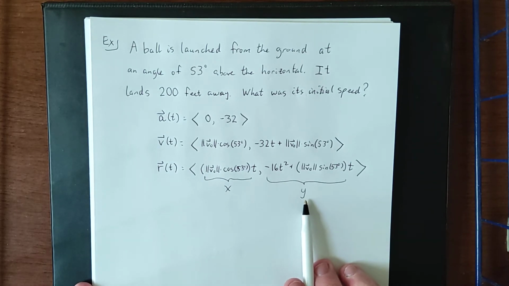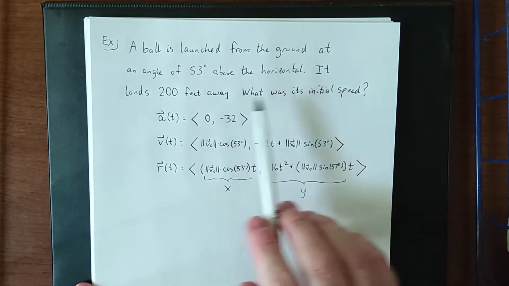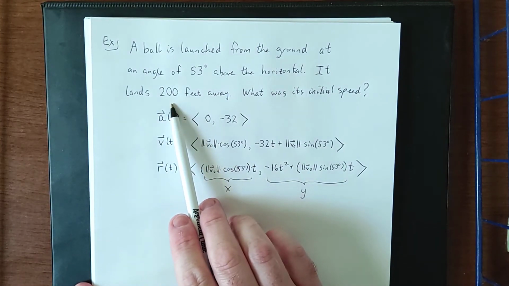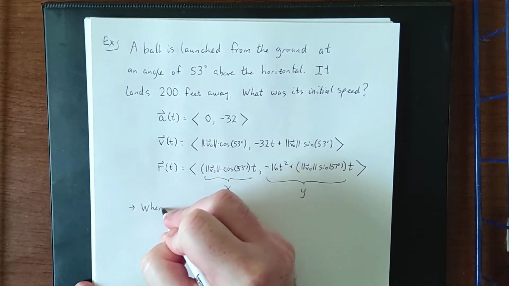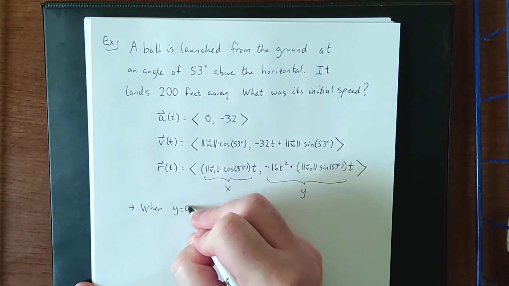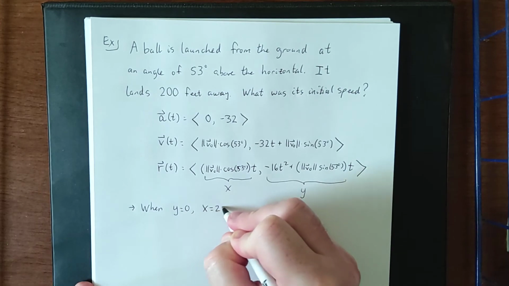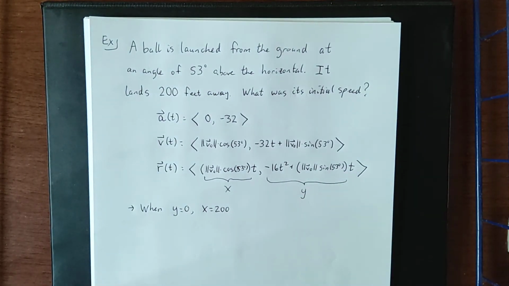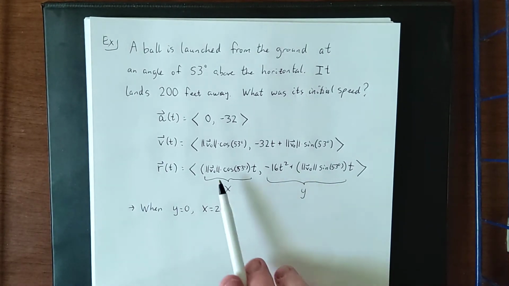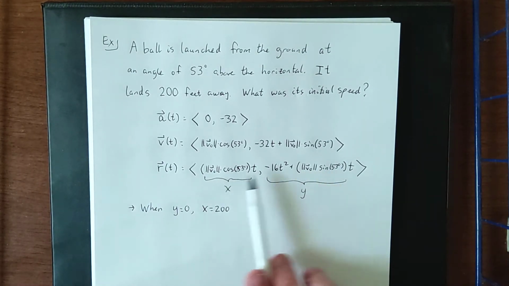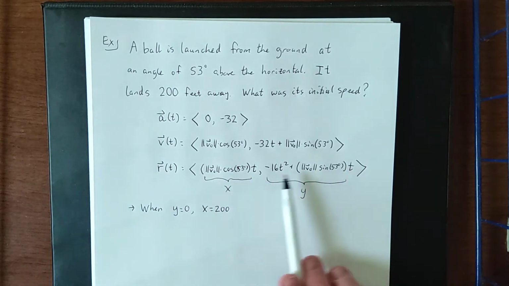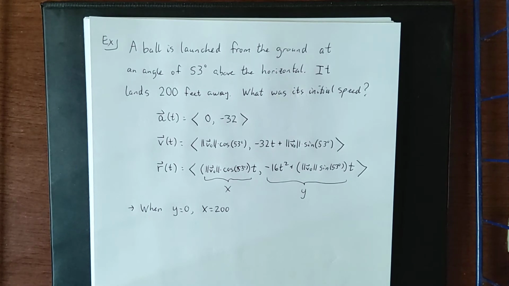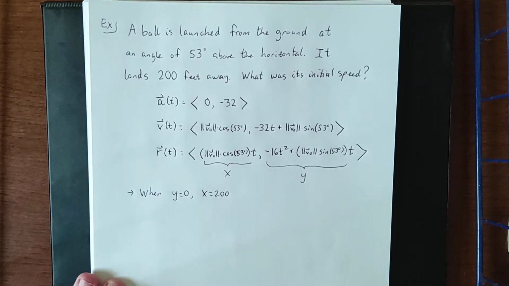The additional piece of information that's given to us is the following. It lands 200 feet away can be interpreted as the following: when y is equal to 0, x is equal to 200. Now, once you plug in x equals 200 and y equals 0, this is going to turn into a system of two equations, and coincidentally, we have two variables, the initial speed as well as time. If we can eliminate the time variable, we should be able to solve for the initial speed.